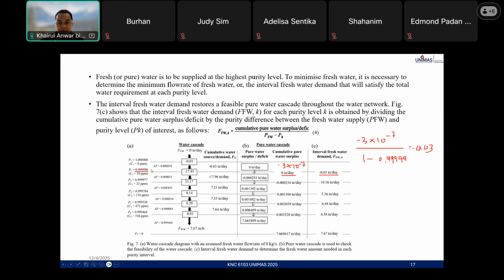PK means the next, the P2, P3 before its cascading. For example, negative 3 times 10 to the power negative 7 over 1 minus 0.999. You get negative 0.03 ton per day. And for the second one, you calculate by negative 0.0000234 divided by 1 minus 0.99997. You get this value. And do the same for the next, and you get the column C, interval fresh water demand.